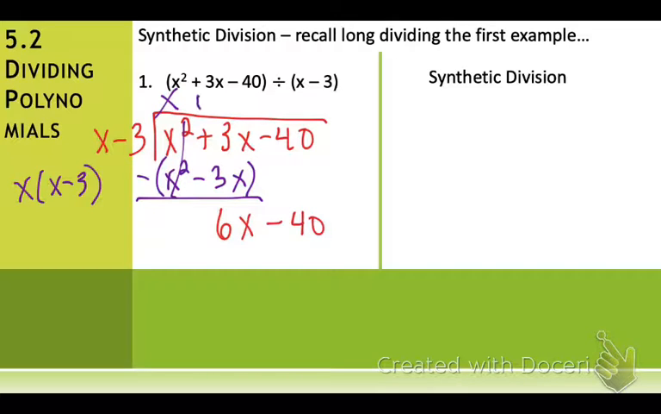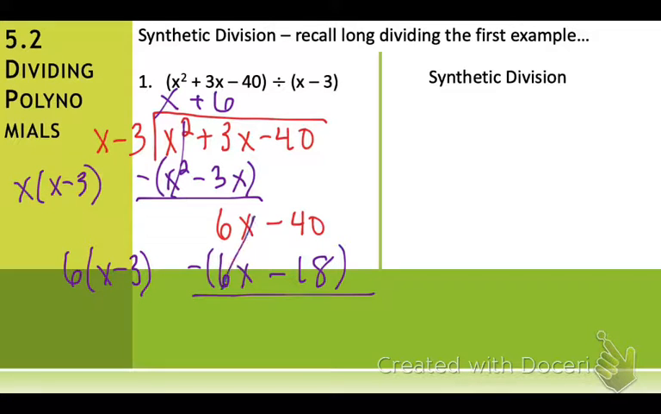Okay, that's going to be plus 6. And then do the same thing. 6 times x minus 3 is going to be 6x minus 18. Subtract that, negative 40 minus negative, that's going to be plus, is going to be negative 22. And so my final answer is minus 22 over x minus 3.